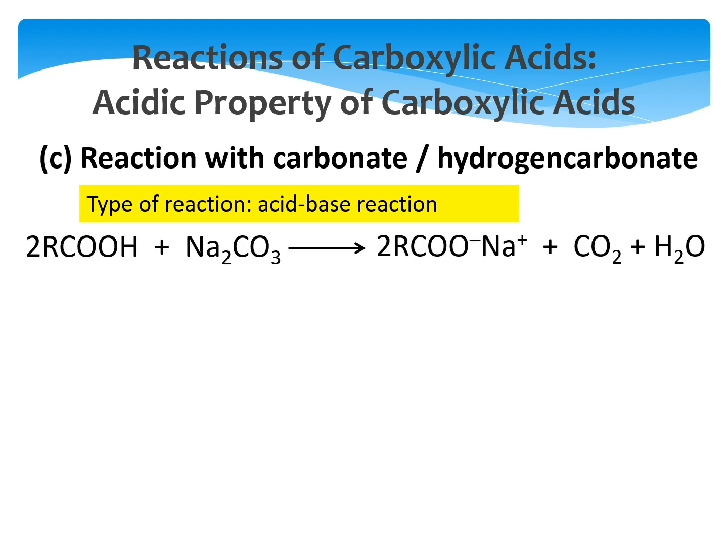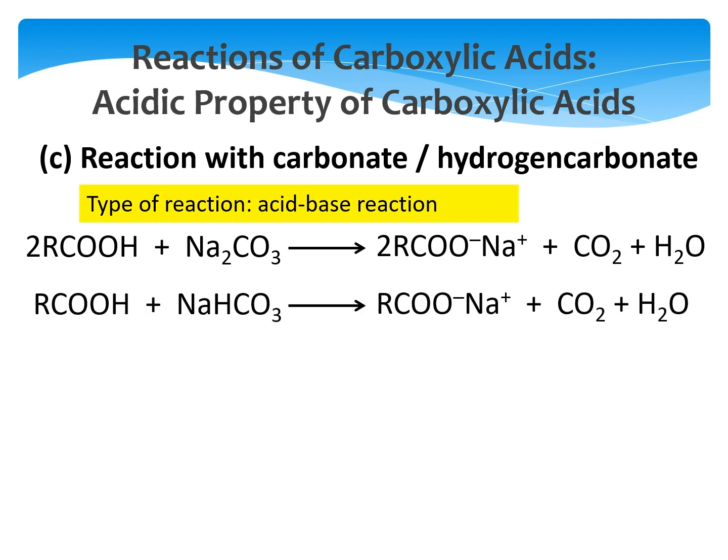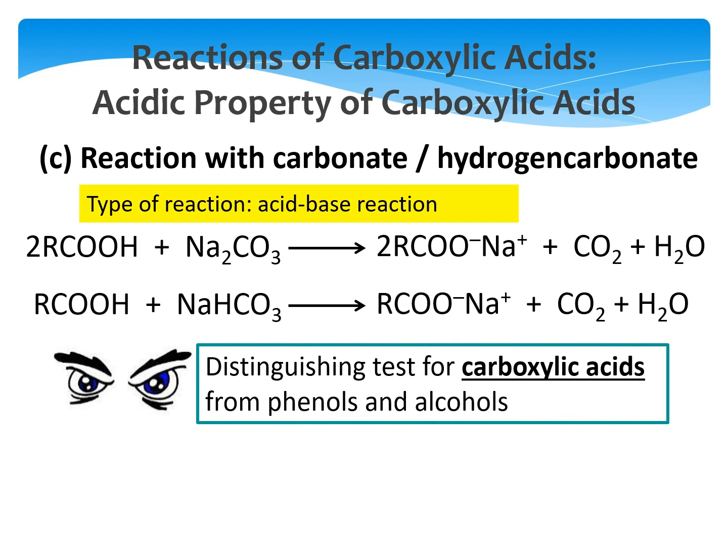Now, you can see from this equation, carboxylic acid and, for example, sodium carbonate will give you a salt, CO2 and H2O. Similarly, it can also react with sodium hydrogen carbonate to give you salt, CO2 and H2O. This type of reaction can be a distinguishing test for carboxylic acid due to the evolution of CO2. We can test for the CO2 gas with lime water, because CO2 will give you a white precipitate with lime water.